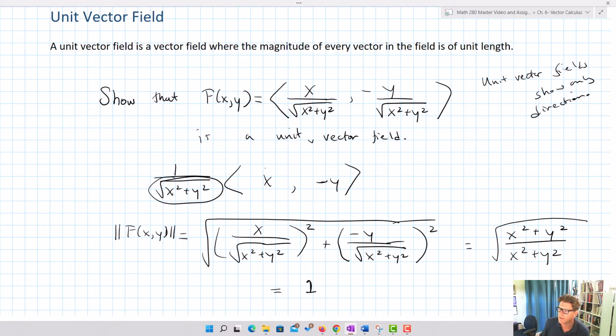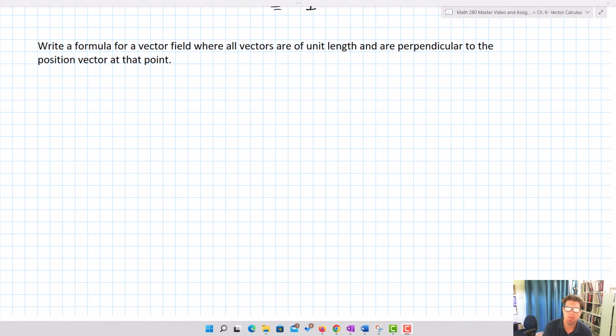So this gives us another important way to classify our vector fields. Let's use what we've learned to do something a little bit different. Let's suppose we want to write a formula for a vector field where all the vectors are of unit length and are perpendicular to the position vector at that point. So we want a unit vector field, and in addition, we want it to be perpendicular to the position vector at that point.